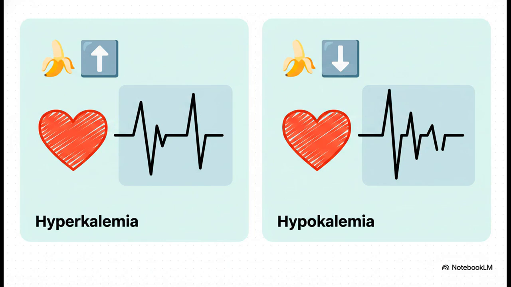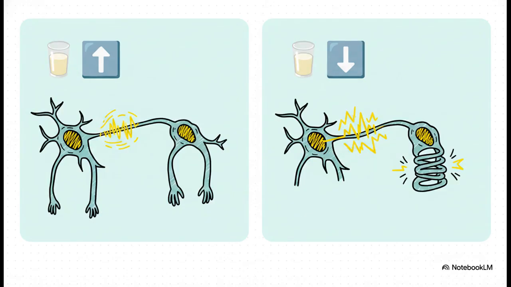Next up is potassium, and this one is so important for nerve and muscle function, especially for the heart. Too much potassium is hyperkalemia, and too little is hypokalemia. You've got to watch these levels closely, because either one can lead to some really dangerous heart rhythms. Then we've got calcium. We all know it's crucial for bones, right? But it's also a huge player in nerve impulses and muscle contraction.